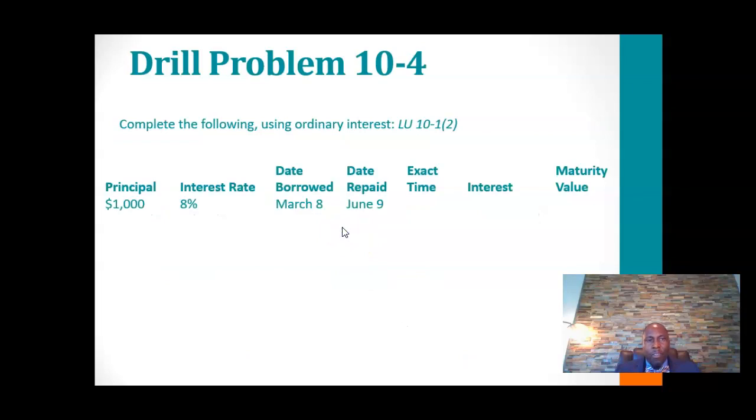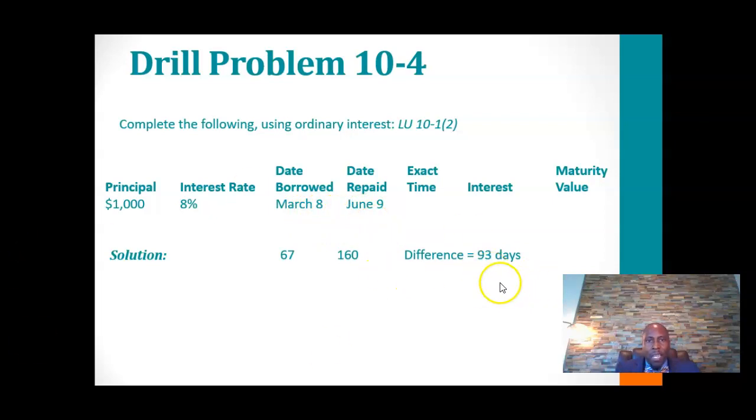Next, we're going to use the ordinary interest approach to determine the amount of interest and maturity value. We borrowed $1,000 on March the 8th, 8% annual interest rate. We must pay the money back on June 9th. Okay? So first determine from March 8th to June 9th is going to be how many days. It's a total of 93 days from March 8th through June 9th. If you need to, use your fingers with the calculation.